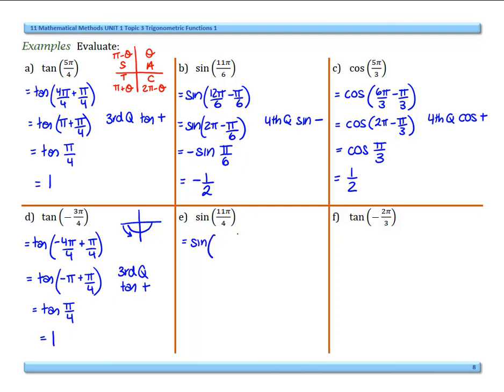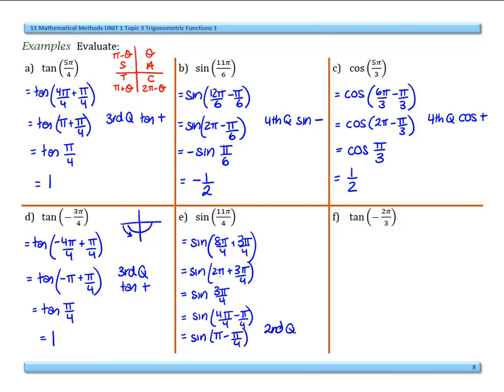Next, sine of 11 pi on 4. If we go 12 pi on 4, we end up with 3 pi, which is 1.5 revolutions. Always try and go a whole or 2 pi. So you could go 8 pi on 4 plus 3 pi on 4. So that'd be sine of 2 pi plus 3 pi on 4. That is 1 revolution, so we can rewrite that as sine of 3 pi on 4. Sine of 3 pi on 4 would be sine of 4 pi on 4 minus pi on 4, which is sine of pi minus pi on 4. We are in our second quadrant, so sine is positive. So that is equal to sine of pi on 4, which is 1 on root 2. With more practice, you could do that in one step. That's probably what I would recommend for now.